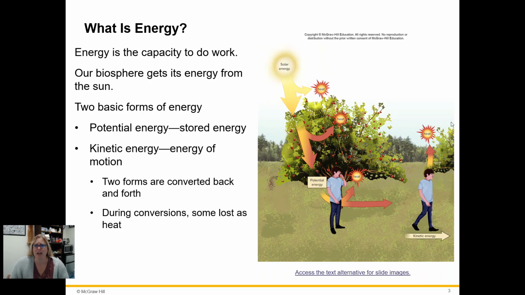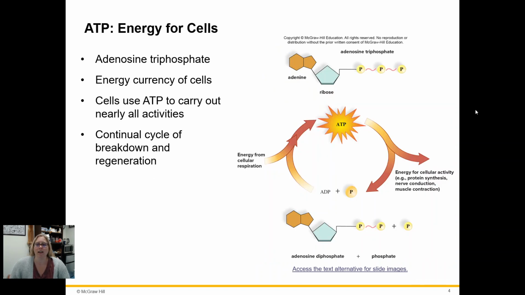And I had mentioned how your cells are the best recyclers out there. Well, the energy that your cells use is called ATP, adenosine triphosphate. ATP is a type of nucleic acid, adenosine being that adenine. It's kind of a base off of there. Now, ATP is the energy currency for cells, and it's really pretty simple.